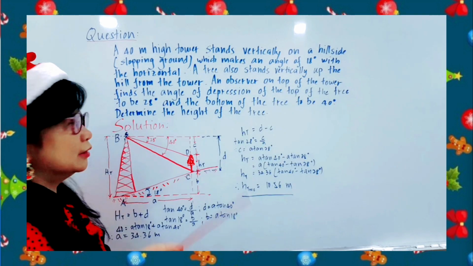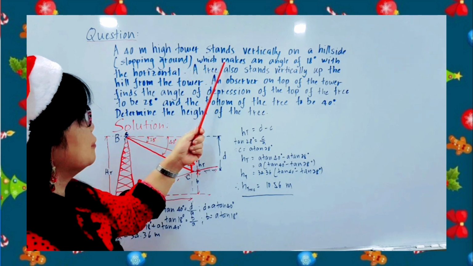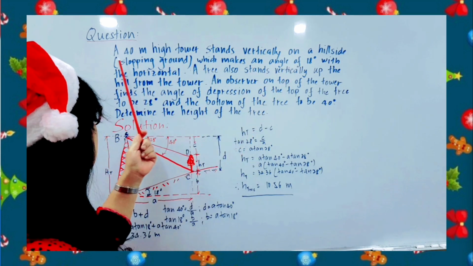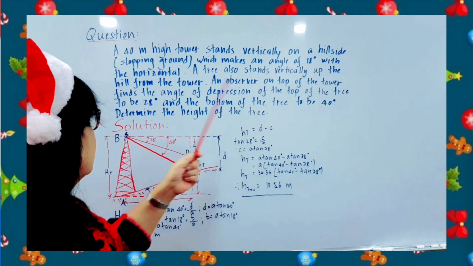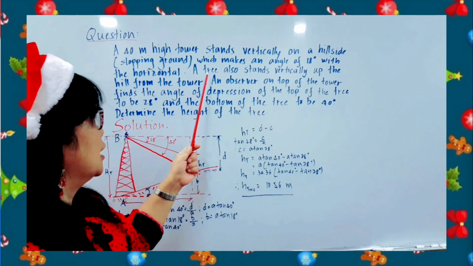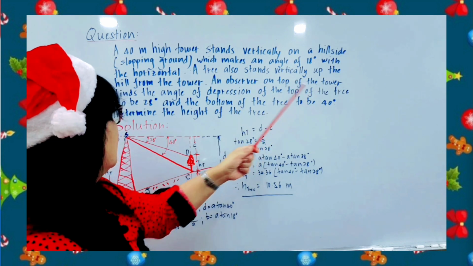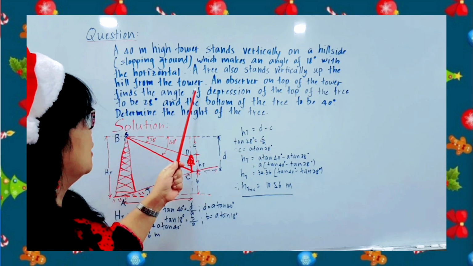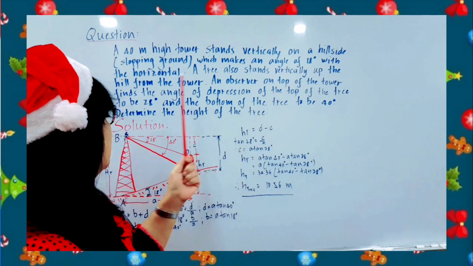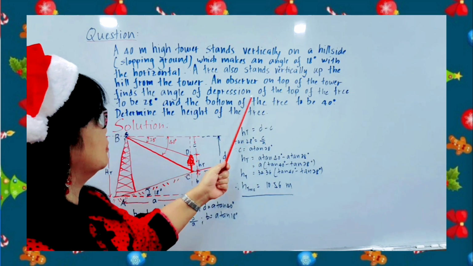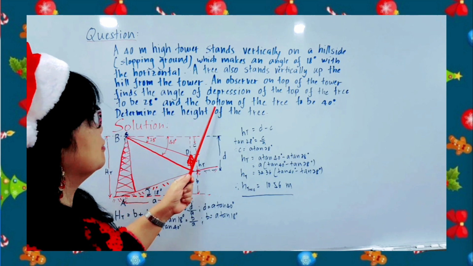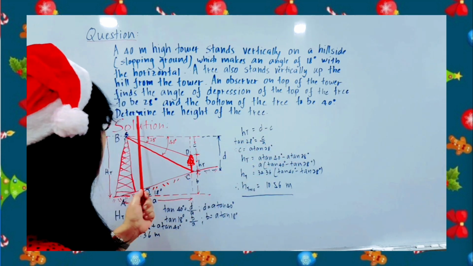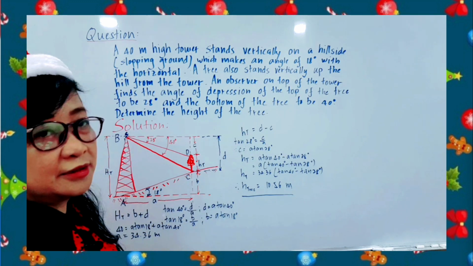The question: a 40-meter high tower stands vertically on a hillside, sloping ground, which makes an angle of 18 degrees with the horizontal. A tree also stands vertically up the hill from the tower. An observer on top of the tower finds the angle of depression of the top of the tree to be 28 degrees and the bottom of the tree to be 40 degrees. Determine the height of the tree.